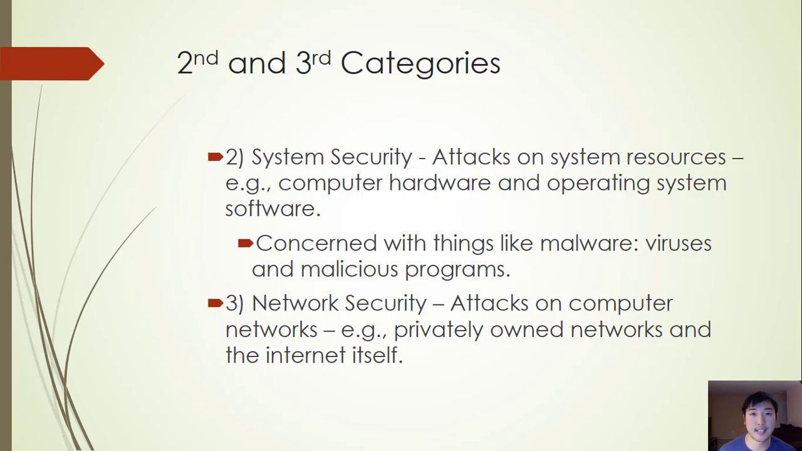Okay, so let's move on to the second and third categories. The second category is in regards to system security, and this is in regards to attacks on system resources, for example, computer hardware and operating system software. These are concerned with things like malware, where some examples of malware are viruses and malicious programs. The third category is in regards to network security, and this is in regards to attacks on computer networks, for example, attacks on privately owned networks and the internet structure itself.